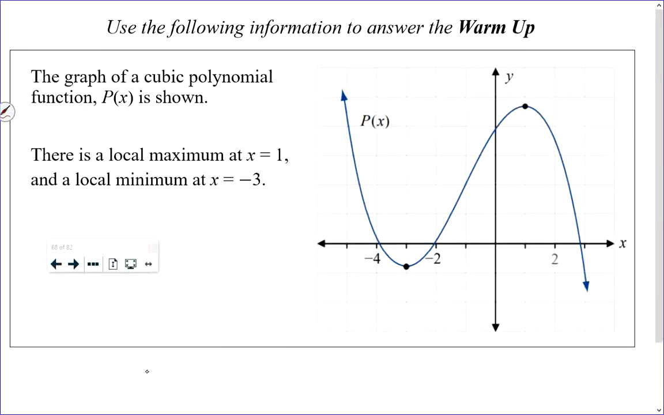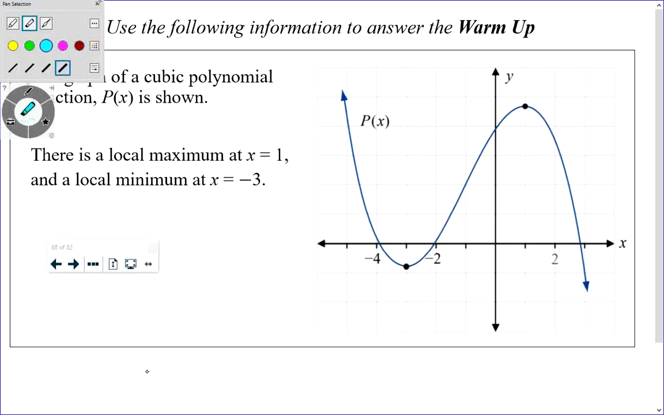And you're given some information. There's a maximum at 1 and there's a minimum at -3. There's a couple of words here that are maybe unfamiliar to you. I may have mentioned them in my Math 30 class. It's the word local. We're going to talk about that in greater detail tomorrow.